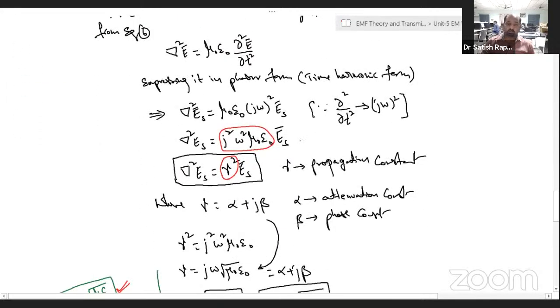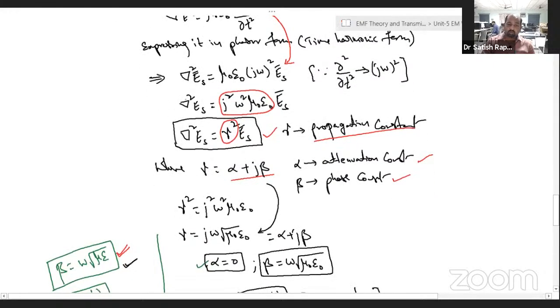And here the Maxwell's equation is converted into its phasor form. In phasor form, this is the wave equation: del square Es is equal to gamma square Es, where gamma is the propagation constant, which is expressed as alpha plus j beta. Propagation constant is a complex number which can be expressed as alpha plus j beta, where alpha is the attenuation constant and beta is the phase constant.